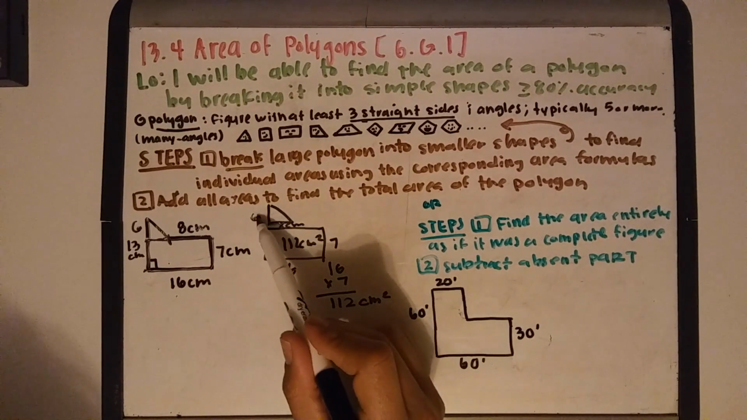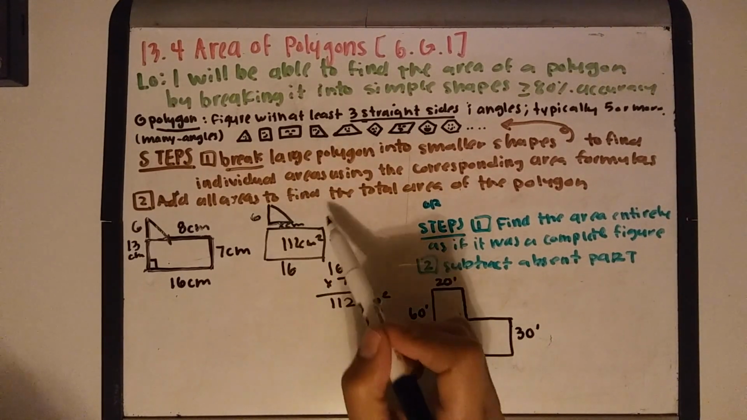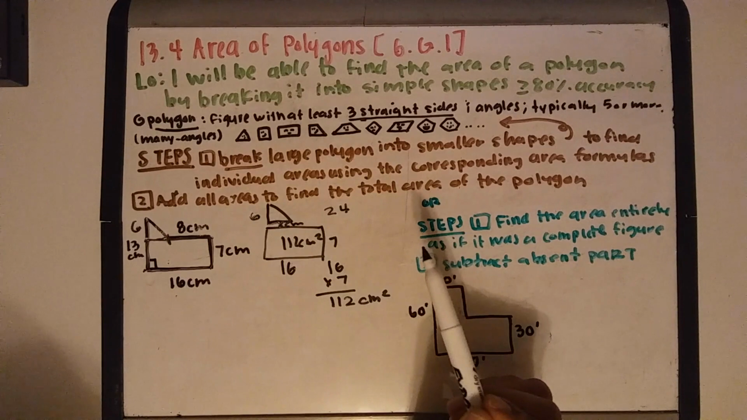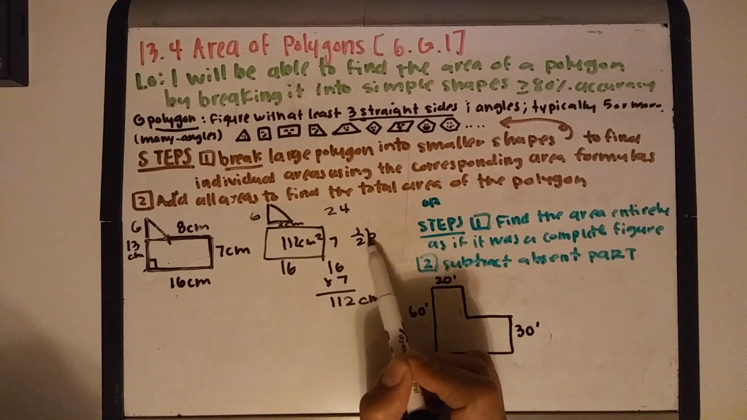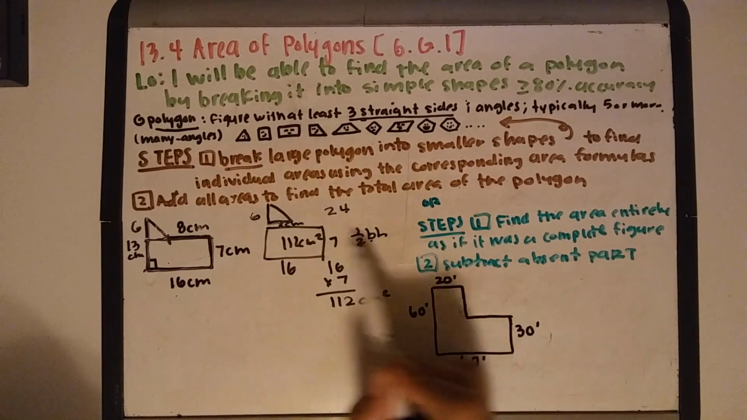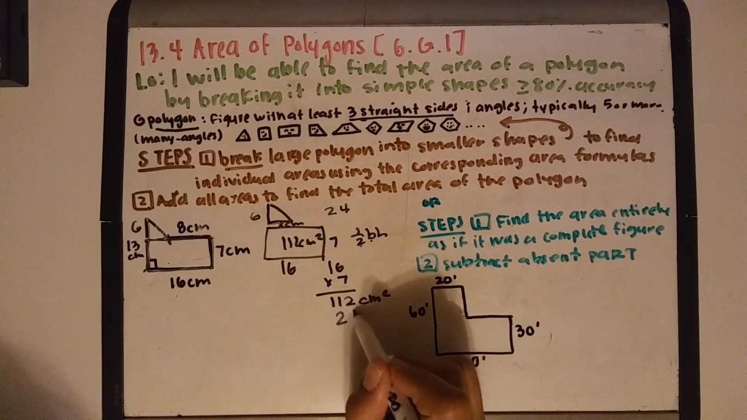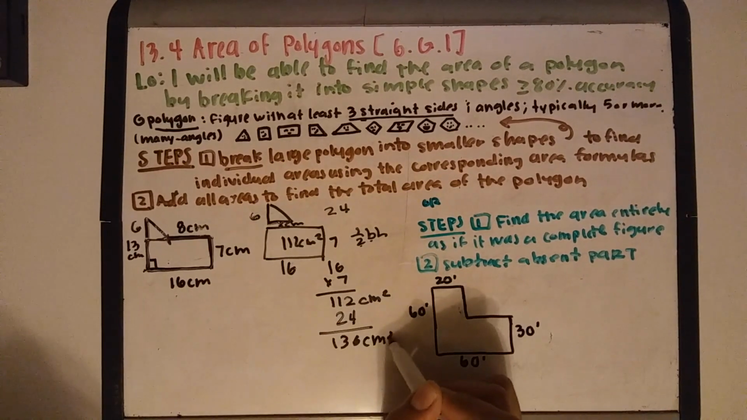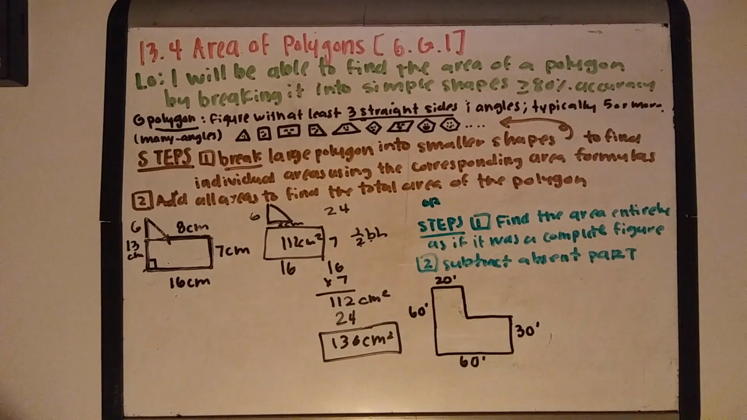So that's 6 times 8 is 48 divided by 2. That's 24. Another way to do that is half of base times height. So I can say half of 8 is 4, and 4 times 6 is 24. And then add it. So my final answer is 136 square centimeters.